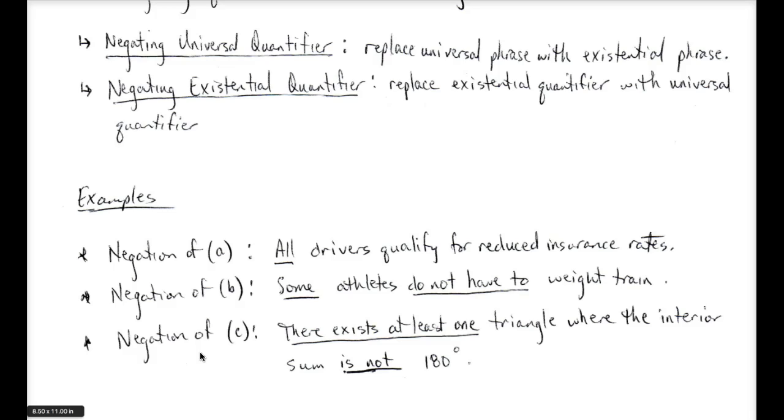And then in the last one, we said that every triangle has an interior angle sum of 180. Instead of saying that, we can say that there exists at least one triangle where the interior sum is not 180 degrees. And so that is how we negate quantifiers.